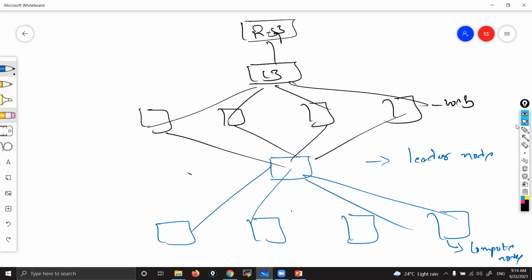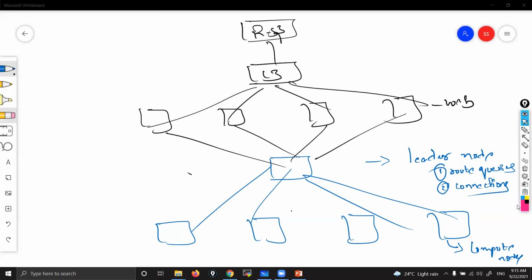Here also, when you have huge data, more than 60 GB, then we go with the multi-node concept. In that, we have compute nodes and a leader node. Now, what actually happens? The first purpose of the leader node is to route queries. I'll explain, guys. Second one, to have connections. The leader node will not do any task, guys.